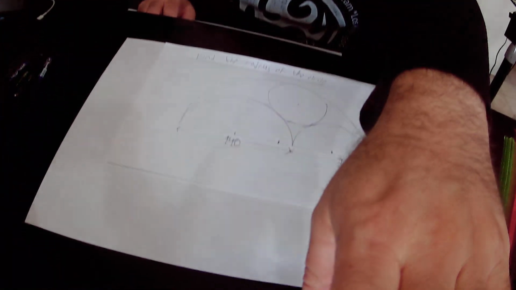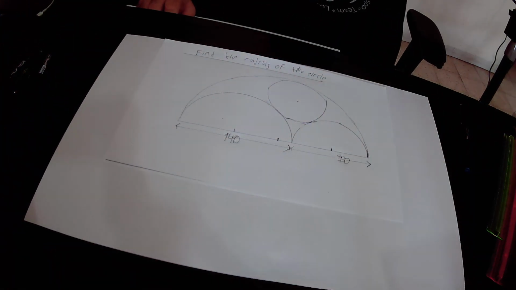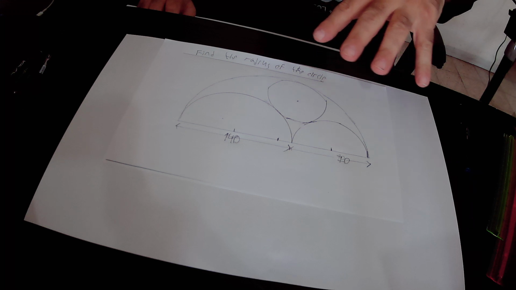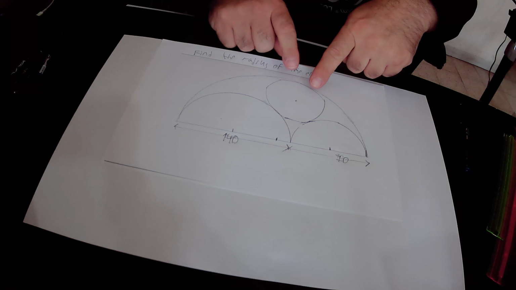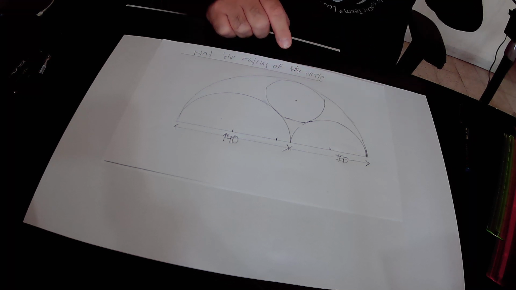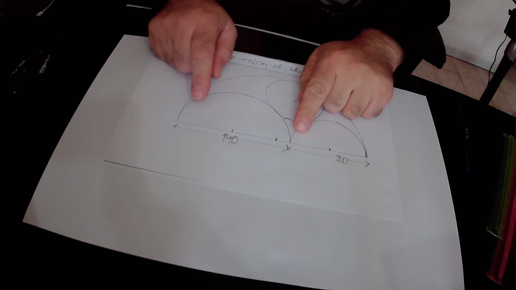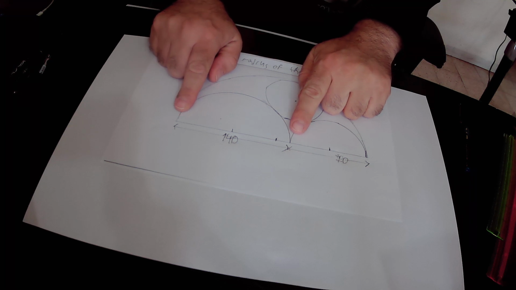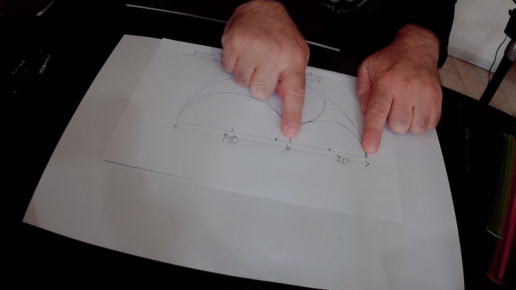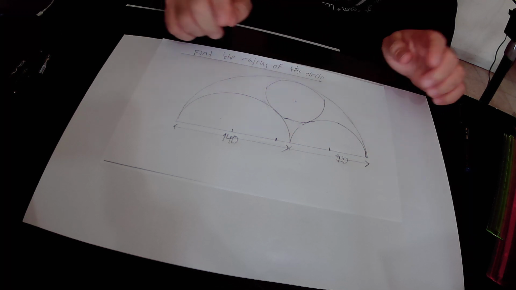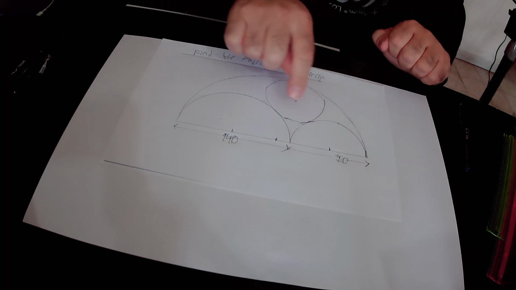Now, in this lecture, we'll find out the radius of the circle. In the drawing, we have a big semicircle. Inside this big semicircle, we have two semicircles and one circle. We also know that this line segment equals 140 units in its length, and this line segment equals 70 units in its length. And our mission is to find out the radius of this circle.